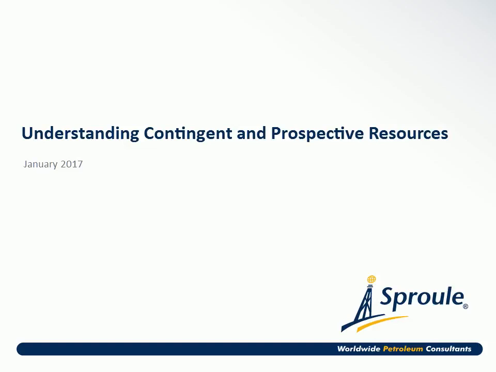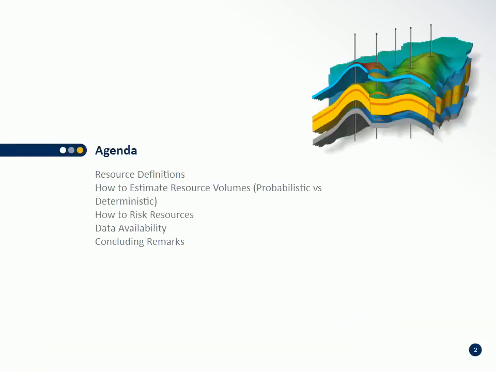So that's basically what a lot of this presentation focuses on, and it's just going to show you that you can very quickly get some very low multipliers or very high risk factors that have a significant impact on your risk versus unrisked volume. So I'm going to skip through most of the resource definitions. We've seen them quite a few times. We're going to talk about how to risk resources, data availability, and then wrap up the short presentation.